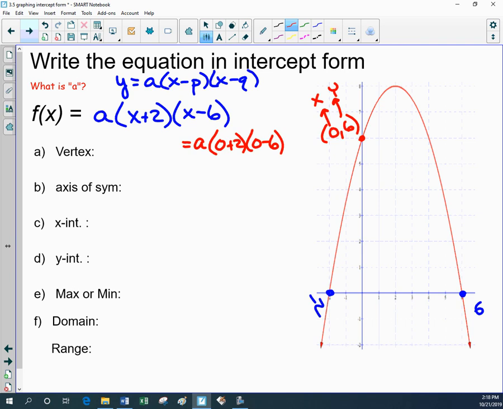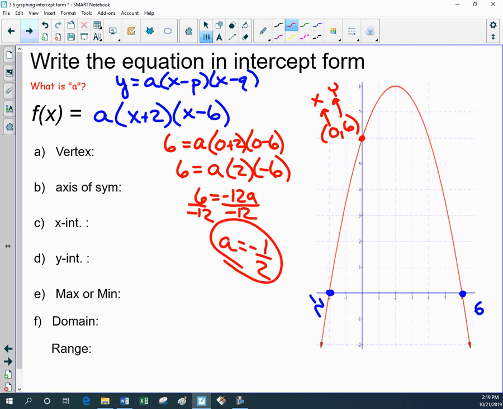So again, we're plugging 0 in for x, we're plugging 6 in for y, so we get 6 equals a times 0 plus 2 times 0 minus 6. So 6 equals a times 2 times -6. So 2 times -6 is -12. So we have 6 equals -12a. Then to solve for a, we divide by -12. And we find out that a equals -1/2.